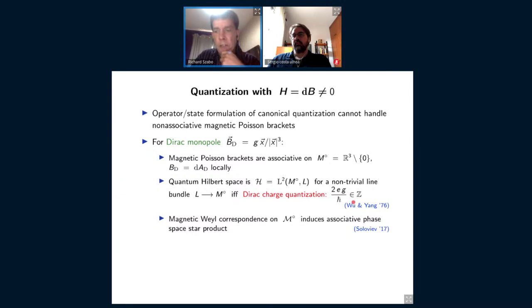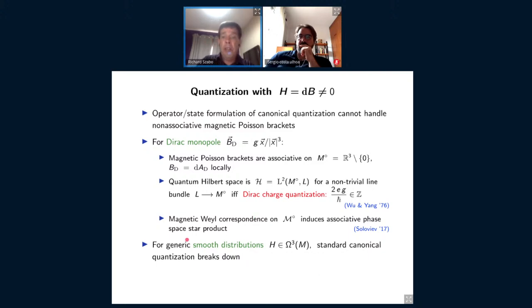And this is not my doing, this goes back to the 70s. This was the famous Wu and Yang way of thinking about quantizing motion in the Dirac monopole background, without the need of any singularities. This is all globally defined, and one doesn't need to introduce things like Dirac strings and so on to describe the Hilbert space. And what's more, this magnetic Weyl correspondence that I wrote down before also still holds. So you can, again just on this space where you excise the origin, derive an associative phase space star product in exactly the same way. So this is why, when you've heard about the physics of motion in a Dirac monopole background, nobody ever told you this was a problem in non-associative dynamics. Because once you have all these ingredients satisfied, you never need to think about non-associativity.